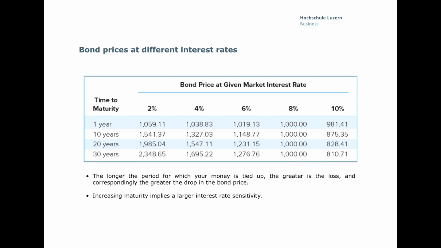A 2% interest rate increase implies that bond prices drop. However, the price of the 30-year bond decreases to $810.70, while the price of the 10-year bond decreases only to $875.35, which is a difference of about $65.